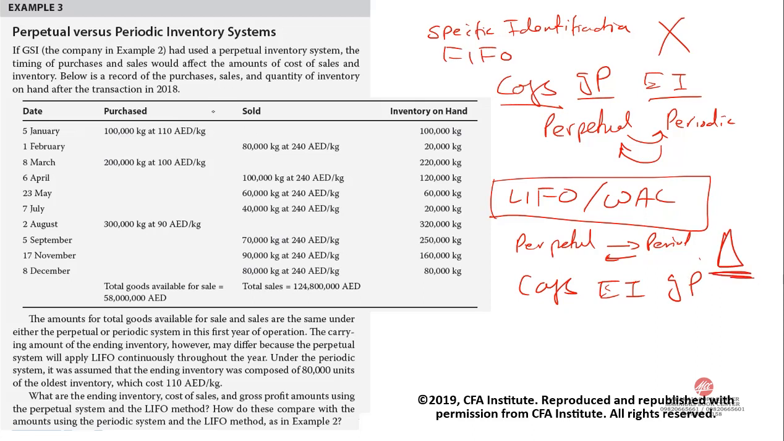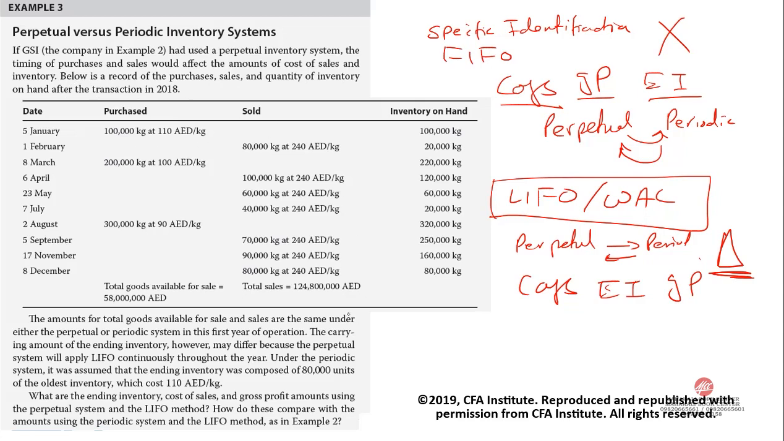We have the same question that we did previously, but now they have divided our sales into different points in time. Now, the company in example 2 uses a perpetual inventory system. The timing of purchase and sales would affect the amount of cost of sales and inventory. Below is a record of the purchase, sales, and quantity of inventory on hand after the transaction.